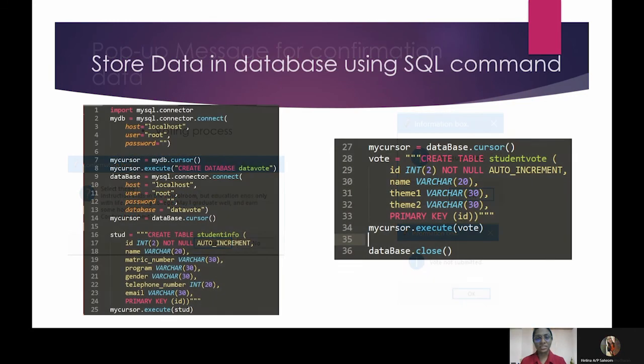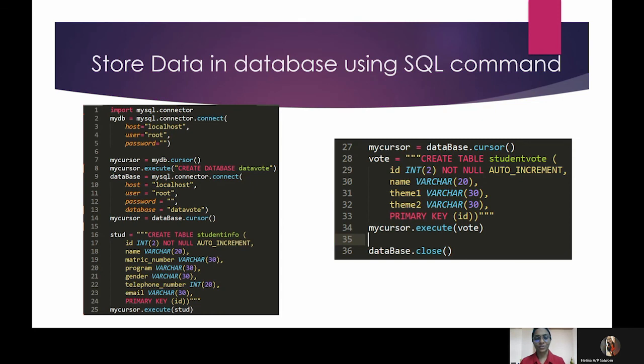Next is store data in database using SQL command. Here I create a coding for create database and I name it data vote. In the database, I create two tables. The first table is student info and the second is student vote. In the student info table, the attributes are ID, name, matric number, program, gender, telephone number, and email. In the student vote table, the attributes are ID, name, team 1 and team 2.